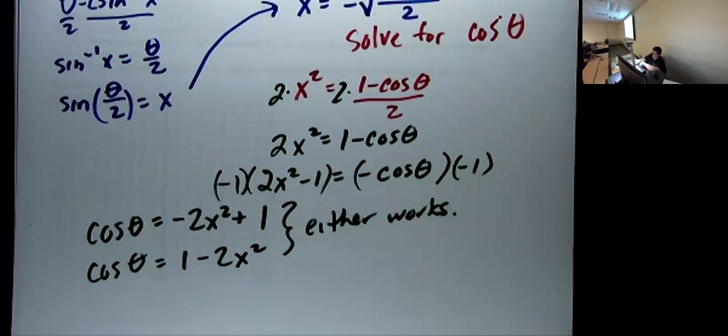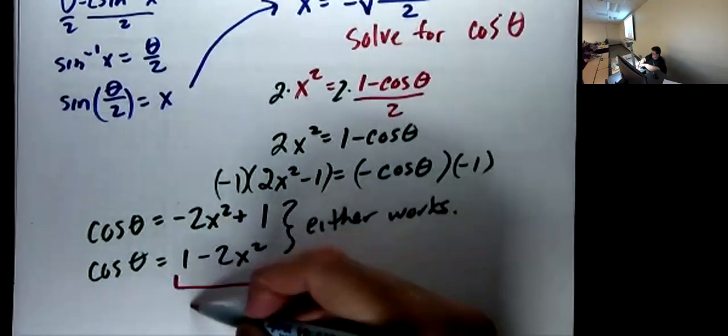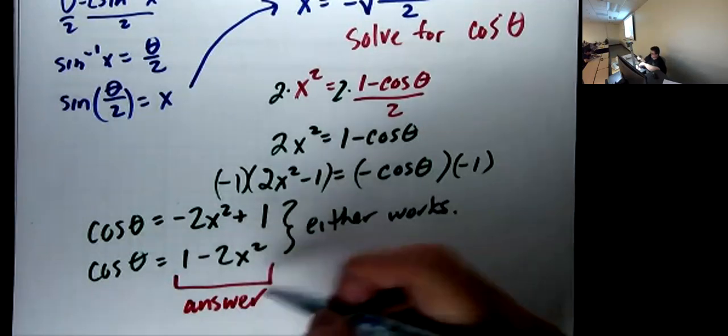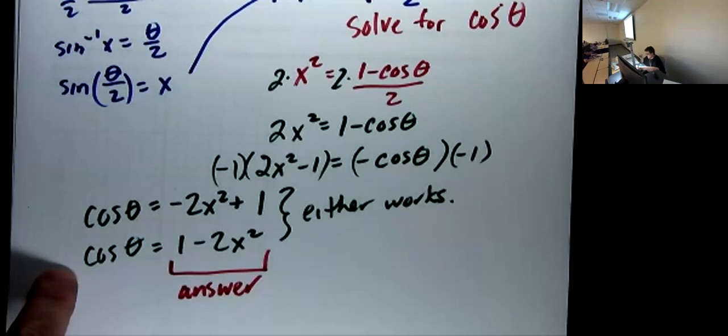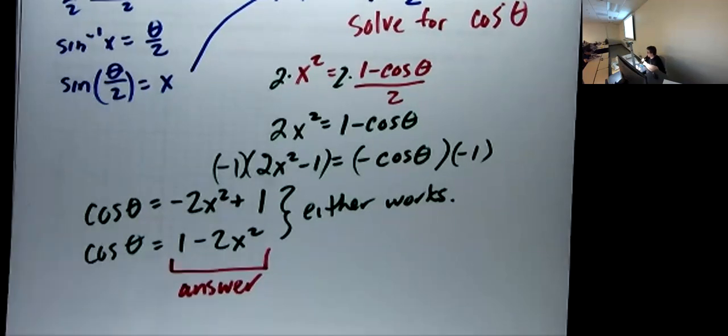And so that is the answer. Not the equation part, because we wanted no trigonometric functions in it. So we wanted the equivalent of cosine theta, which will be 1 minus 2x squared.